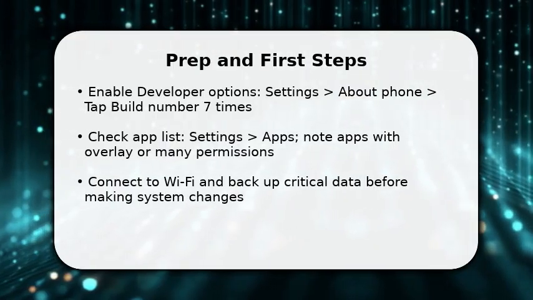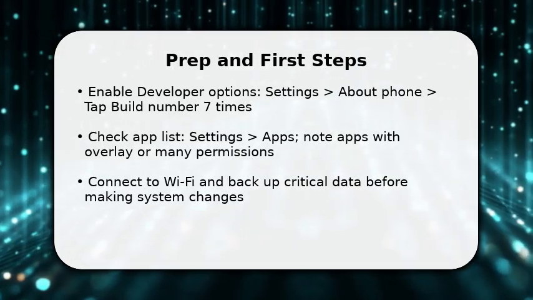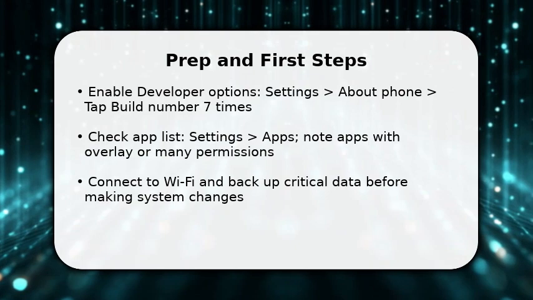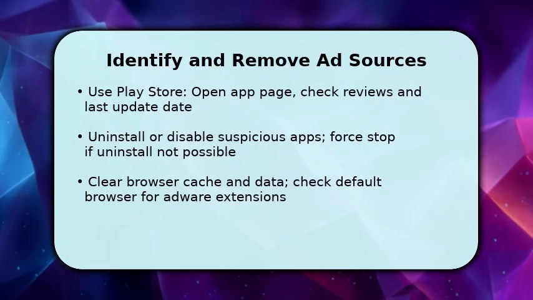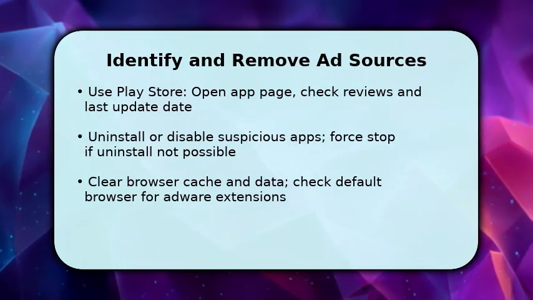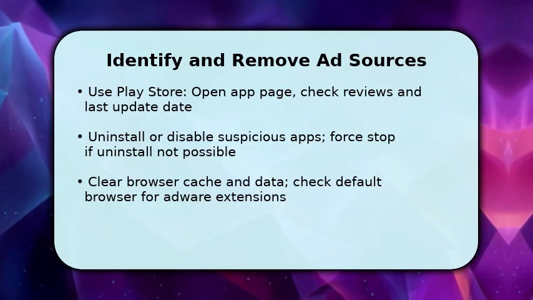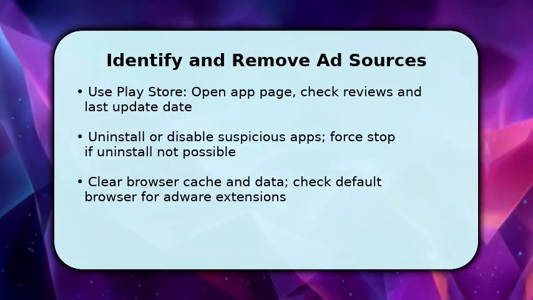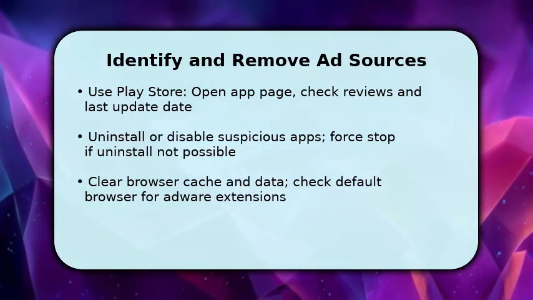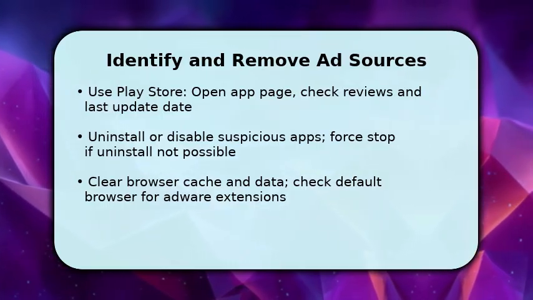You're doing this first because removing permissions prevents ad apps from showing pop-ups while you uninstall them, making the next step safer and faster. Now you'll find and remove the apps that deliver ads. Open Google Play, inspect apps with recent negative reviews about ads and old update dates. That helps identify malware disguised as utilities. Then go to Settings Apps and force stop, disable, or uninstall anything suspicious.